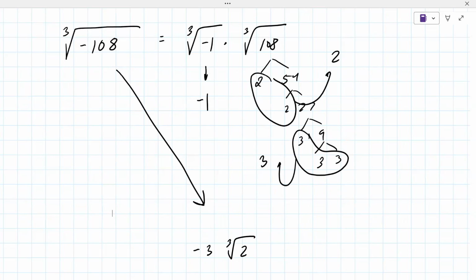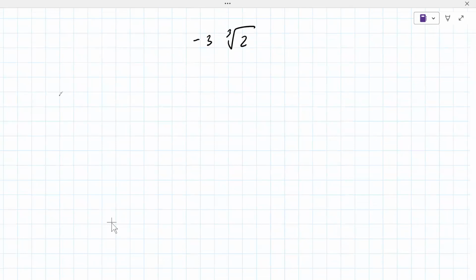Yeah, I think I get it. So first take out the negative, then yep. It's just like the one we just did. So here's one for you to try. Cube root of -56.